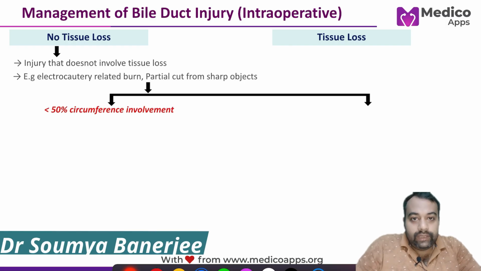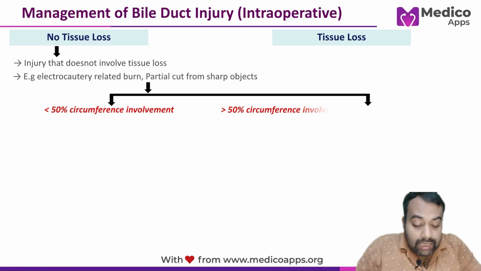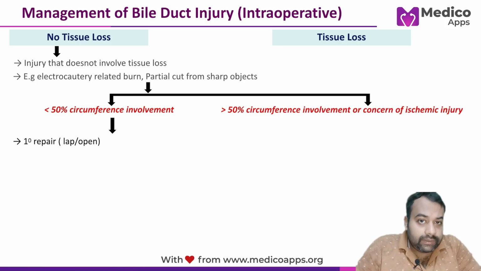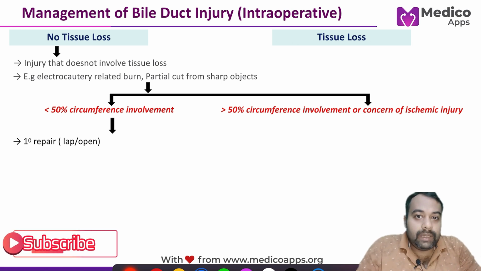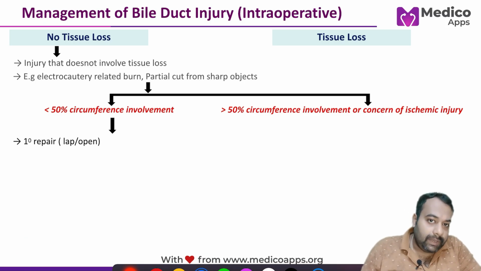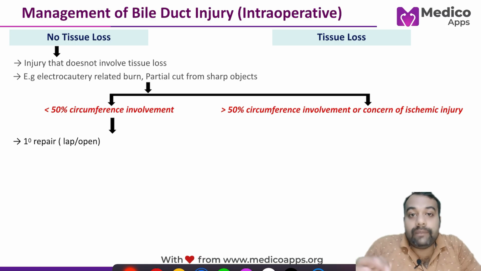Now, when there is no tissue loss, you have to understand the circumference of the injury, whether less than 50% of the circumference is involved or more than 50% of the circumference is involved. In case of less than 50%, obviously it's pretty easy to repair, because we can simply go for primary repair. This primary repair is supposed to be done with a fine absorbable suture.